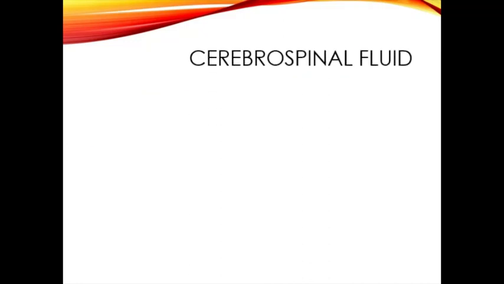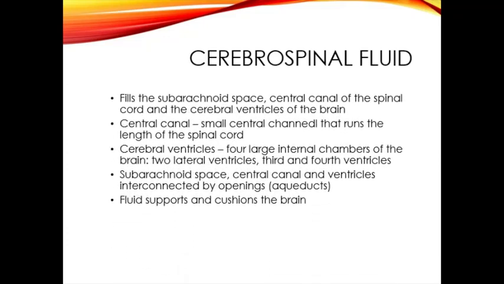Next, we have the cerebrospinal fluid. We mentioned it earlier, so we are a little bit familiar with cerebrospinal fluid, right? Some of you have probably heard of it before in science and biology. Cerebrospinal fluid, or CSF in short. What is cerebrospinal fluid and what is its purpose? It fills the subarachnoid space, the central canal of the spinal cord, and the cerebral ventricles of the brain.